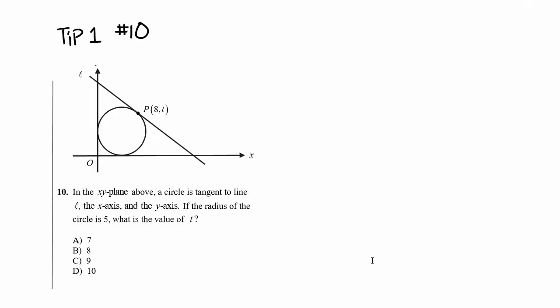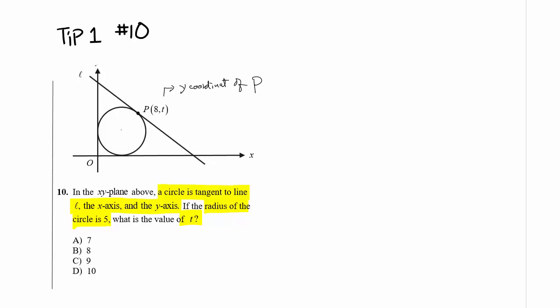The first question is tip 1, number 10. Maybe you can see over here, we have a circle. A circle is tangent to the line L, the x-axis, and the y-axis, and the radius of the circle is 5. But we're going to find the value of t. When you take a look over here, t is the y coordinate of point P.